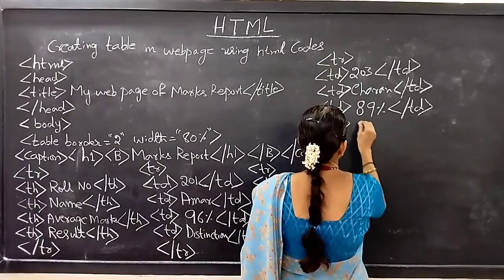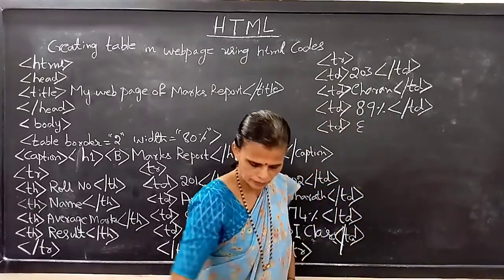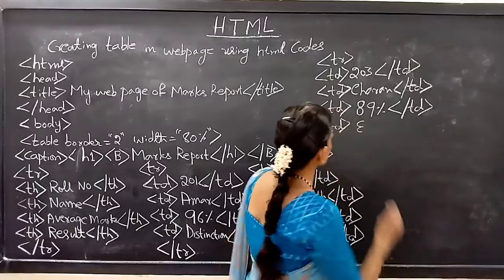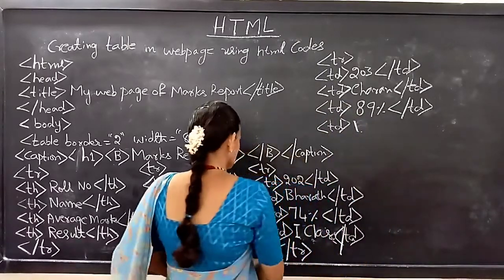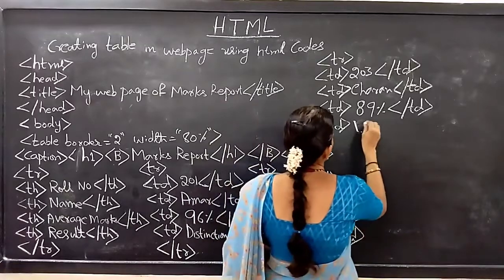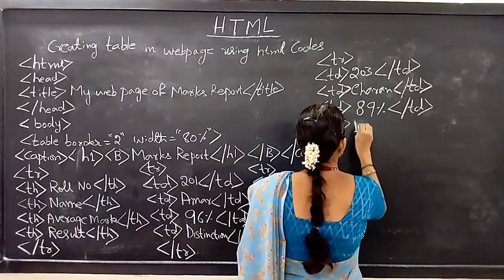Now again, what is the result? Very good, or excellent. Good, very good we write. We are writing distinction, first class, or it is also okay to write first class only.